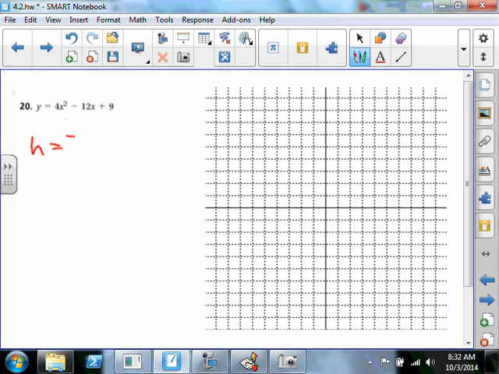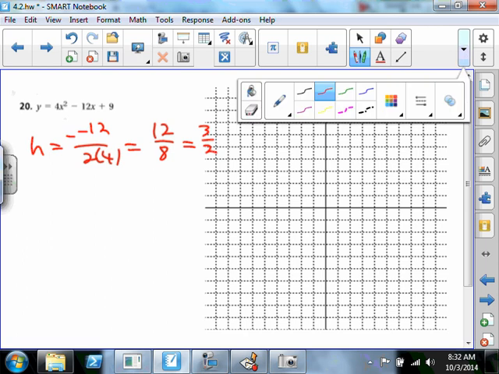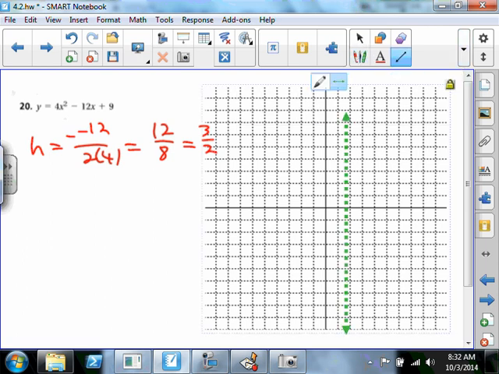h is negative 12 divided by 2 times 4, so that's 12/8. Those are both divisible by 4, so that's going to be 3/2. Boy, what's their deal with fractions on these graphs? So there's my axis of symmetry right there. That's supposed to be over 1.5 units.